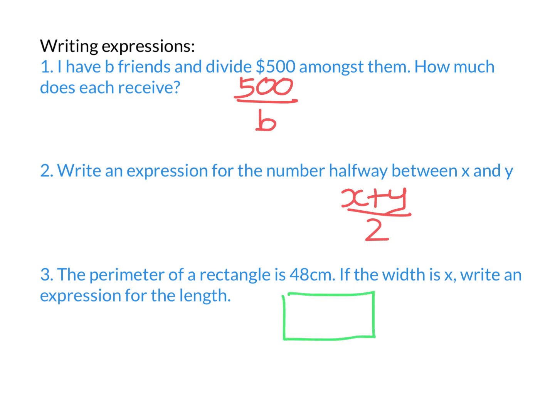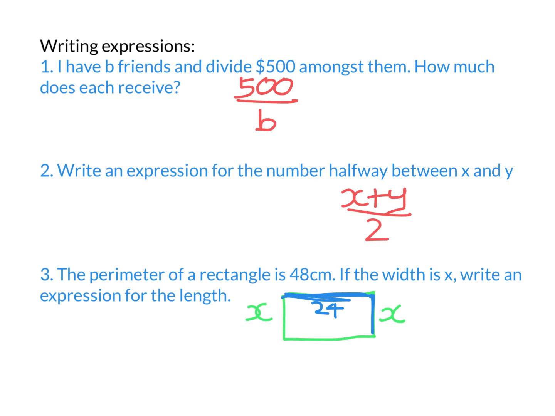So what we're told here, we have this rectangle and the width is x. The perimeter is 48, which means it's 48 all the way around. So that means that this one here, the length plus the width, must add up to half of 48, 24, because 24 plus another 24 gives you 48. So the width and the length need to add up to 24.